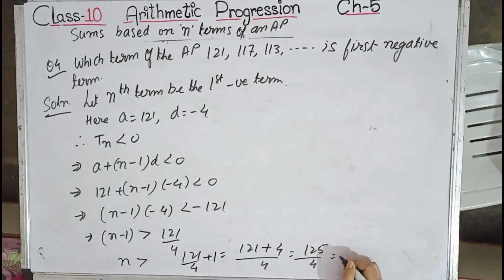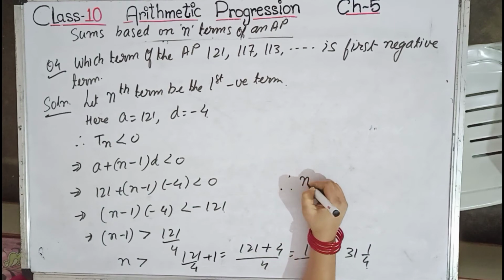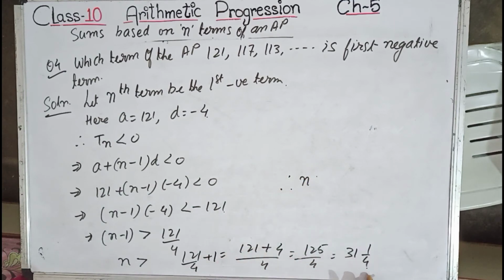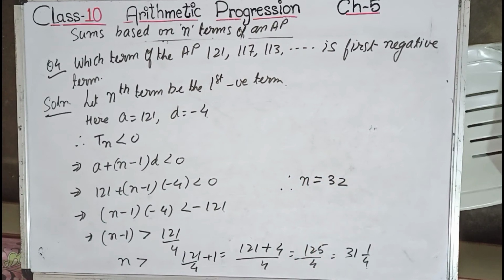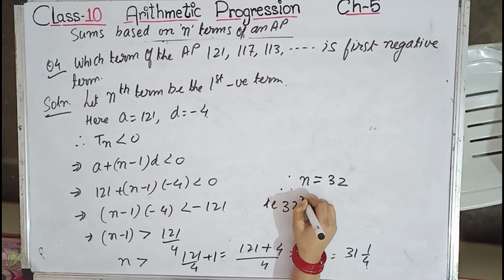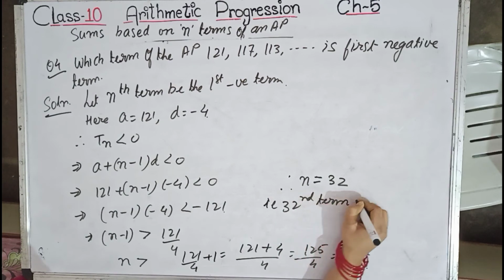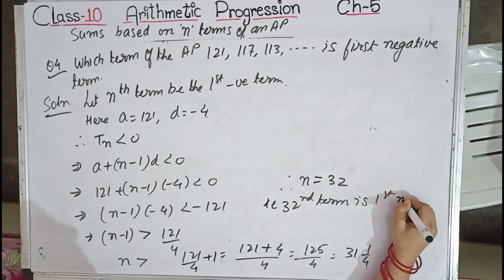So this will be 4 3s are 12, and this is 1 by 4. So n is greater than 31 1 by 4. Since n should be a whole number, therefore n should be just greater than 31 1 by 4. So therefore n equals to 32. Now over here children, this supposition we can do by some other method as well. So n equals to 32, that is, the 32nd term is the first negative term.